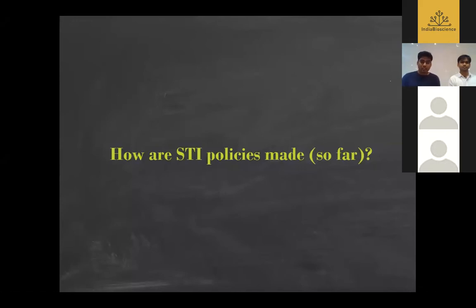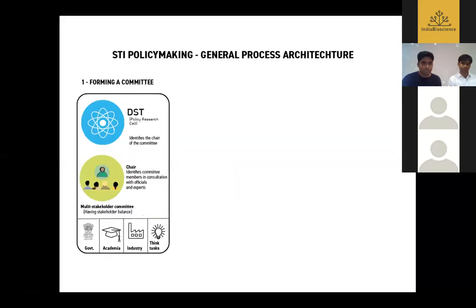So the next section of this webinar would be how these STI policies are made, right? We have seen who the actors are. Understanding the process is going to help, because whoever is listening to this webinar, I'm sure has something in mind about how to contribute to this policy process. I have some thoughts and I want them to be reflected in the policy process. For that to happen, we want to know how this policy process is actually happening. Let's start with the committee formation.